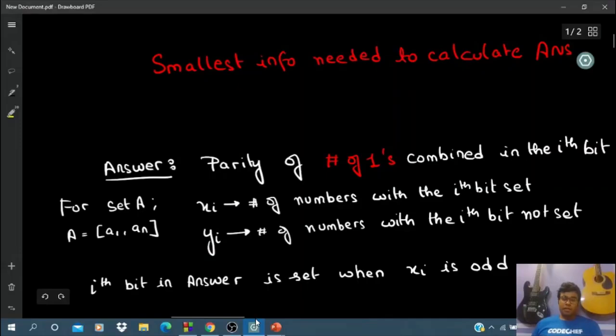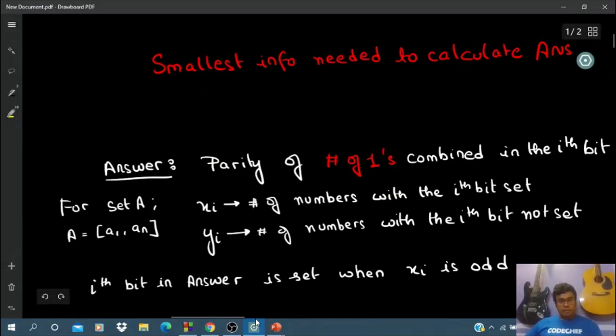But we are given only 20 queries that we can ask. So it's literally impossible for us to calculate the entire value of a1, a2, a3 and so on, because if we had that, great, we would XOR those values and get our answer. But that's not the case; we won't be able to find that within 20 queries. So what is the minimum information that we need in order to calculate our answer?